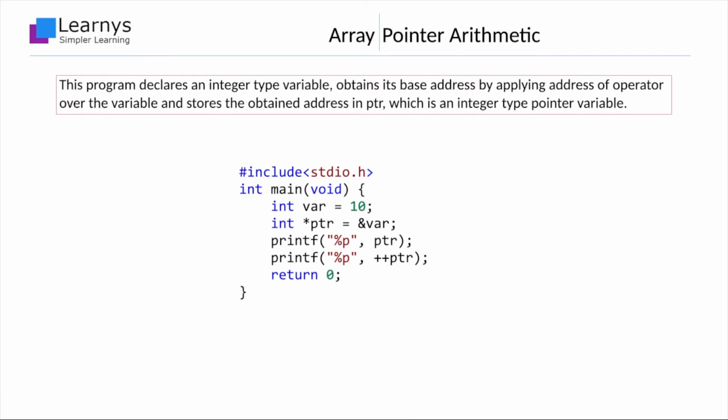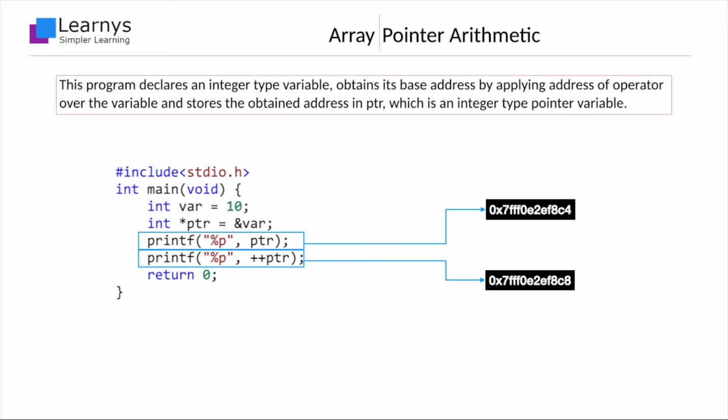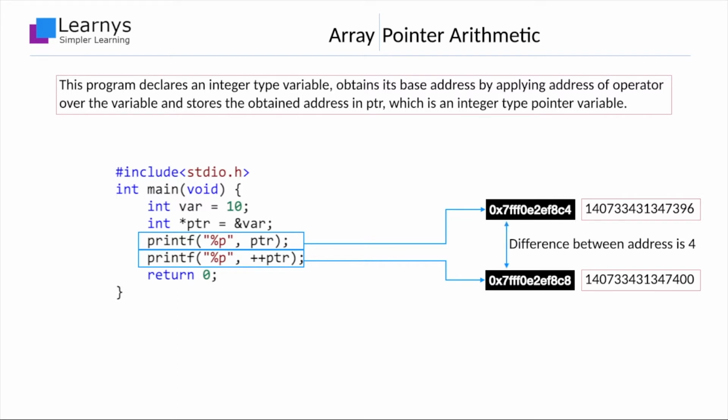This program declares an integer type variable, obtains its base address by applying the address of operator over the variable and stores the obtained address in PTR, which is an integer type pointer variable. The first print statement prints the value of PTR and the second print statement applies the unary increment operator over PTR and then prints its value. The output of the two print statements on my system is this and this, and the corresponding decimal numbers are this. It should be noted that the printed values will vary from system to system, but the difference between them, which is 4, will be the same on any system.